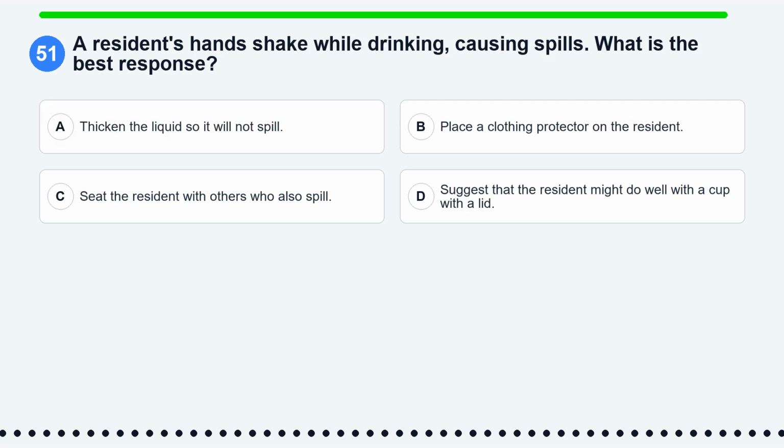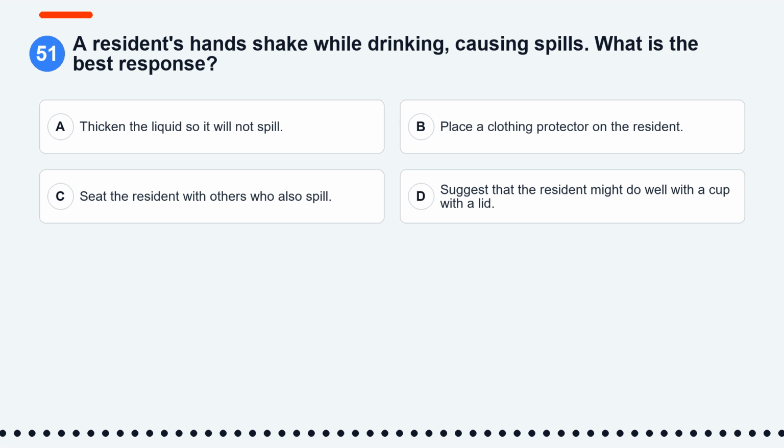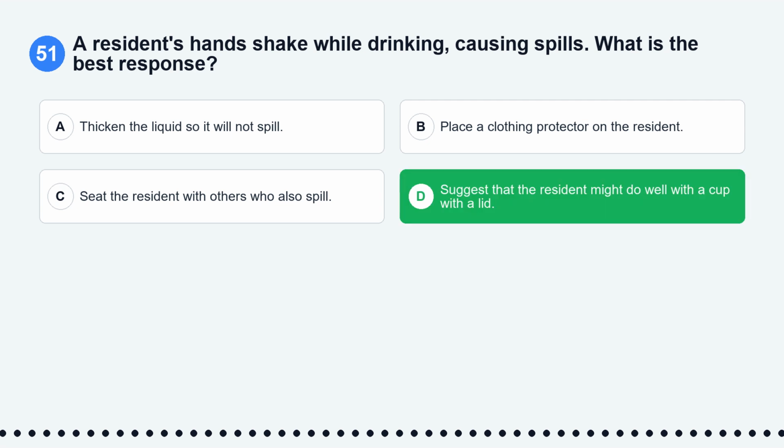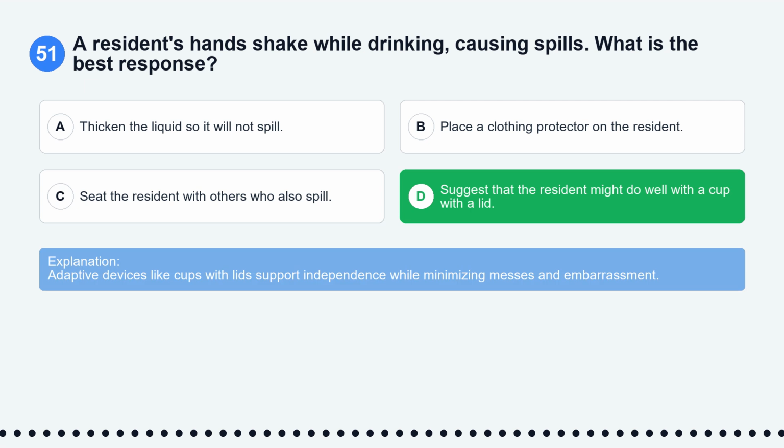Question 51. A resident's hands shake while drinking, causing spills. What is the best response? Option A. Thicken the liquid so it will not spill. Option B. Place a clothing protector on the resident. Option C. Seat the resident with others who also spill. Option D. Suggest that the resident might do well with a cup with a lid. The correct answer is option D. Suggest that the resident might do well with a cup with a lid. Adaptive devices like cups with lids support independence while minimizing messes and embarrassment.